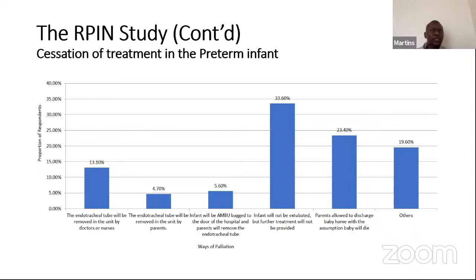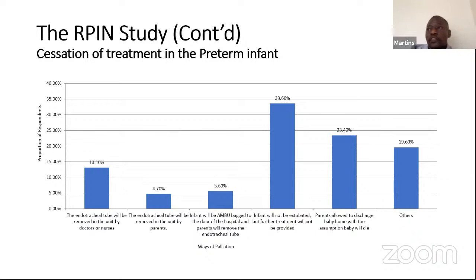So I went ahead to ask those who answered yes if they palliated an infant, and they said yes. The majority we asked questions like, will the ET tube be removed for those that are intubated? Will the ET tube be removed in the unit? We asked if it would be by the doctor or by the parents. 13% said yes, to be removed by the doctors. 4% said it will be removed by the parents.